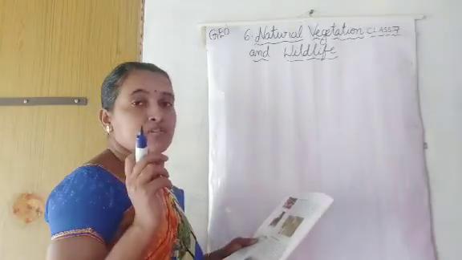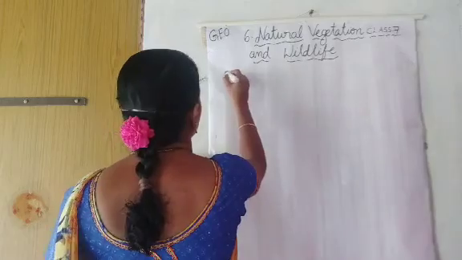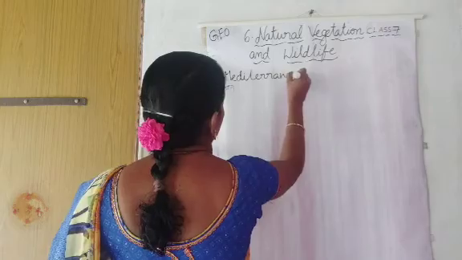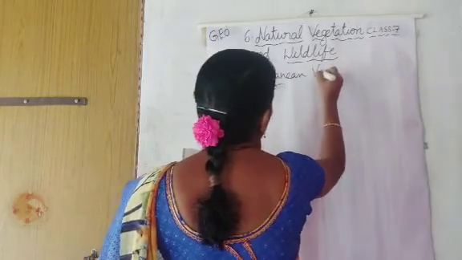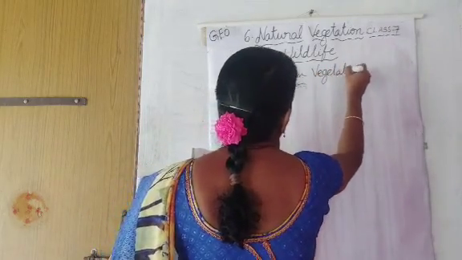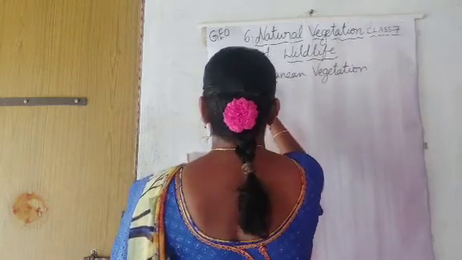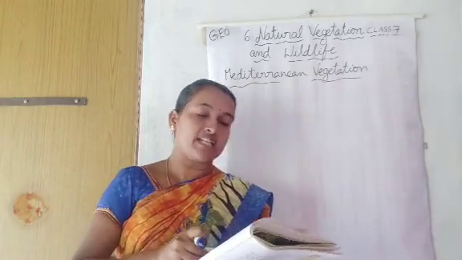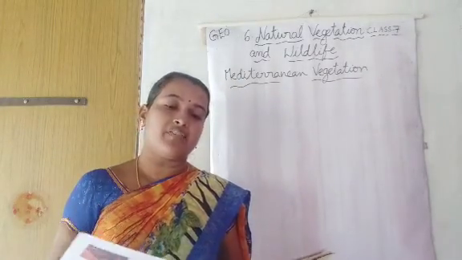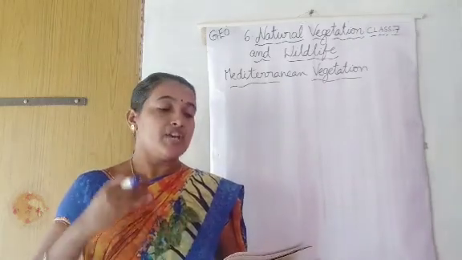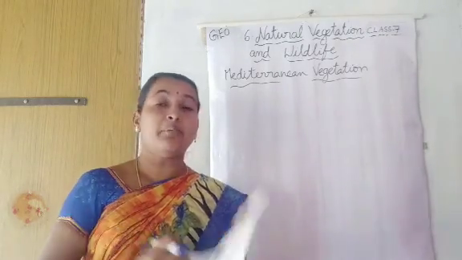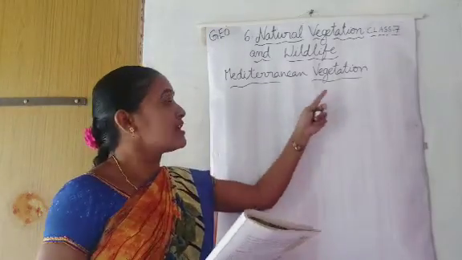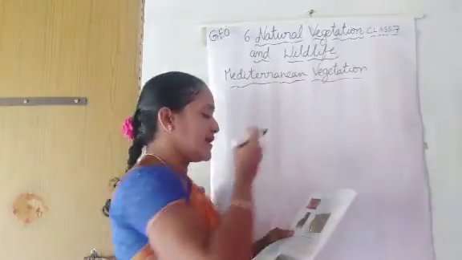Now, these are types of forest: Mediterranean vegetation. Yesterday, temperate deciduous forest. In the types of forest, you have learned tropical evergreen forest, tropical deciduous forest, temperate evergreen forest and temperate deciduous forest. Now you are going to learn Mediterranean vegetation.